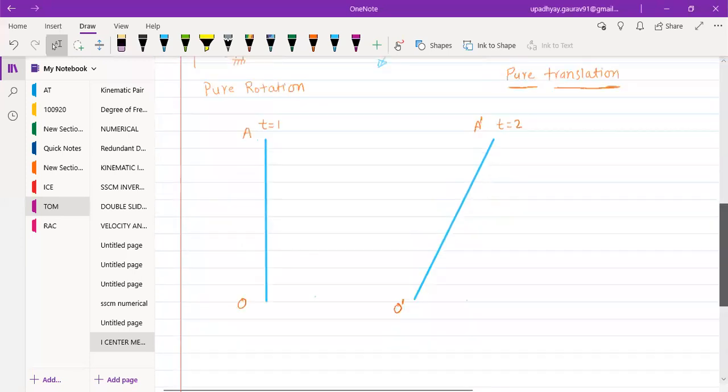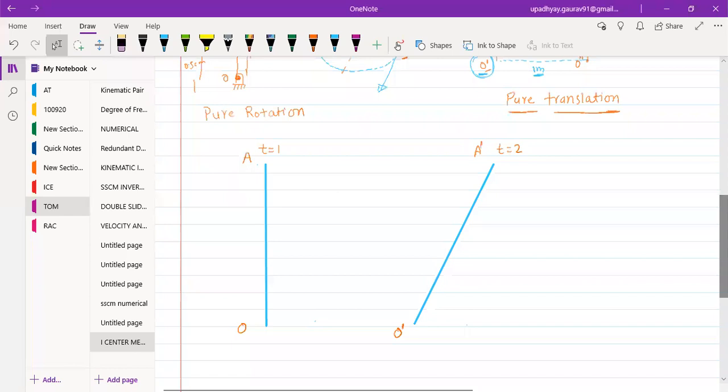So we have discussed the two cases. In pure rotation, we came to know that at each and every point, the linear velocity is different for the given configuration. But in case of pure translation, all points have the same linear velocity for the given length. Yes or not? Now I am moving to a new segment in which a link is having the combination of rotation as well as translation. Yes or not?